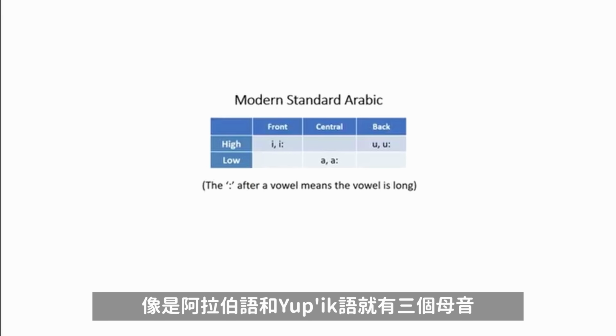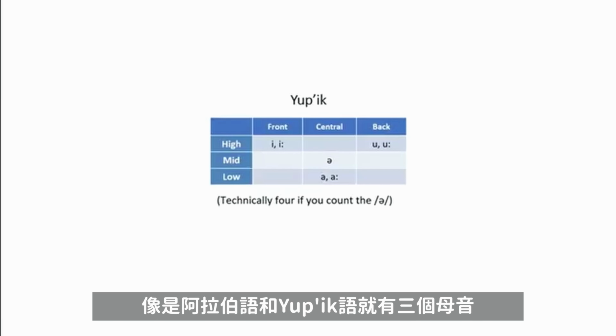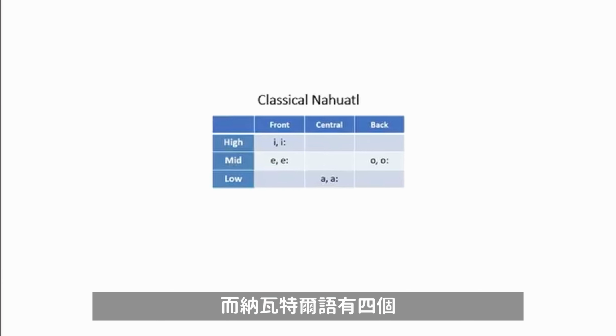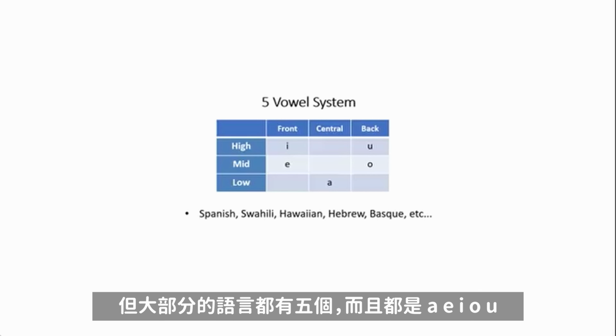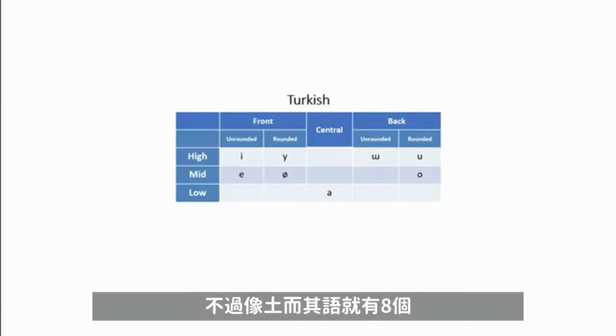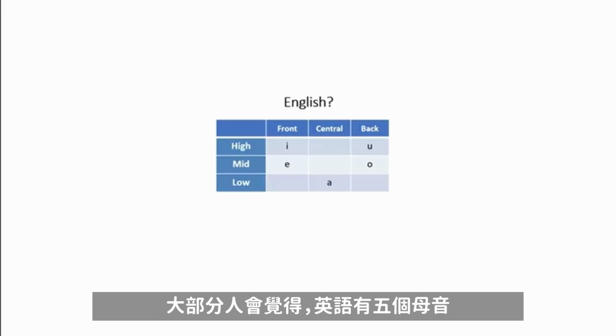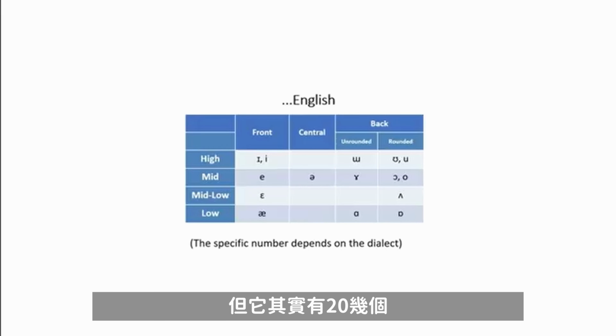Some, like Arabic and Yupik Inuit, have only 3 vowels. Some Native American languages have 4 vowels, but by far the most common layout is the classic 5-vowel system, which is common in every language family on every continent. Some languages, like Turkish, have as many as 8 vowels, and some languages go even further than that. As much as we'd like to think that English has 5 vowels, it actually has something more like 20.